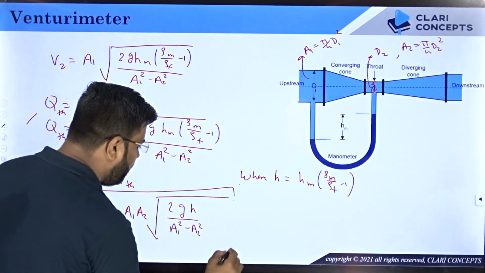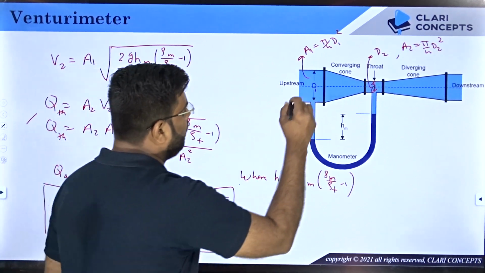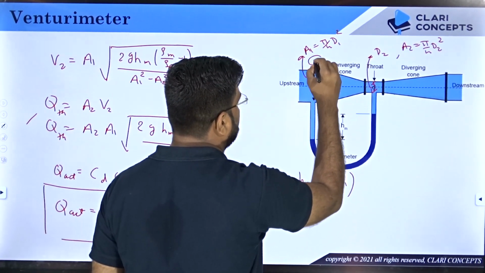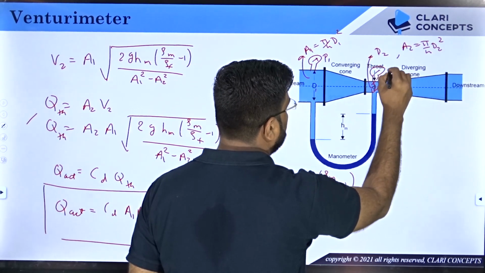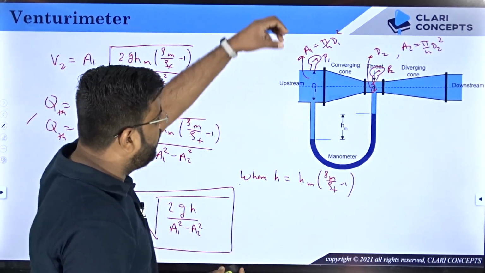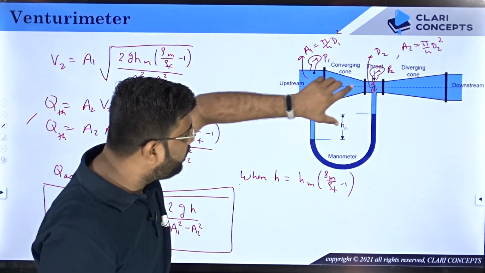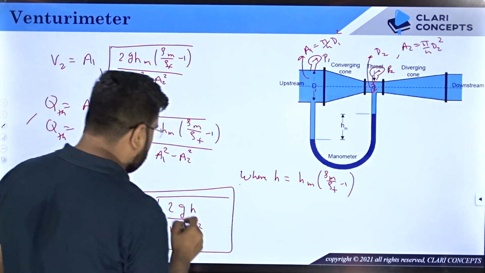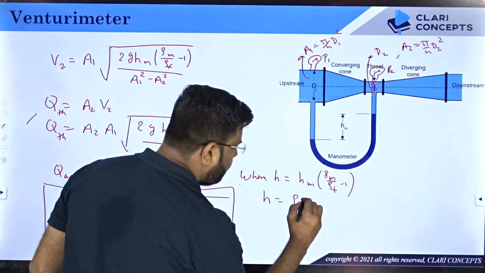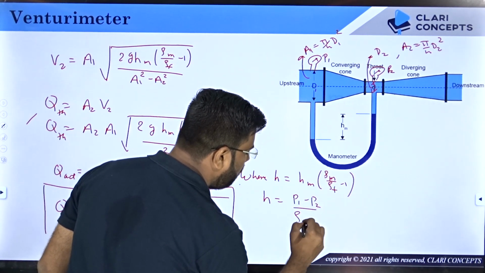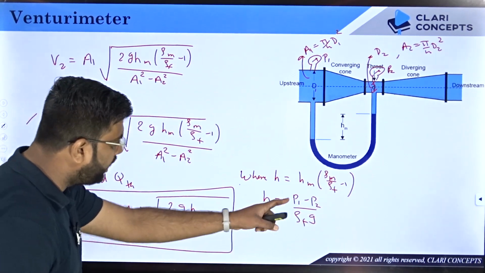The reason is that many times they directly mount the pressure gauge rather than a manometer. So they will say that P1 is the pressure gauge over here and P2 is the pressure over here. When pressure gauges are directly mounted, you get the values of pressure, you don't get this HM. In that case, you can use the same formula, but then H will be P1 minus P2 by rho f g. You can see why this is the case.